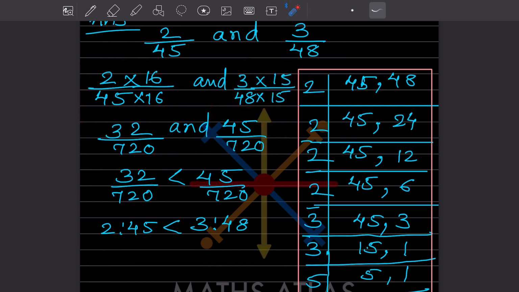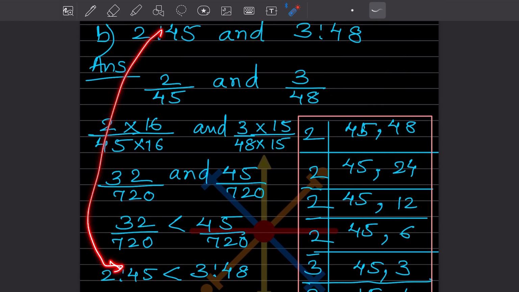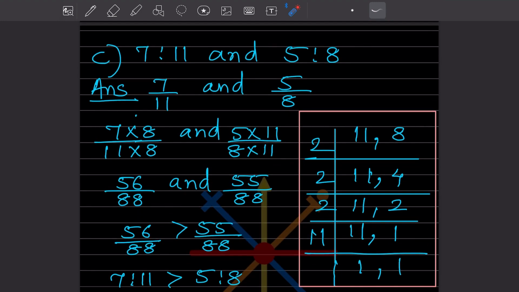So what are you going to do? Which is the bigger number? You compare this 45. So you open the mouth over here. Now you have to write the original one. What is this? This is less than this number, in ratio form. Now the next one again the same.